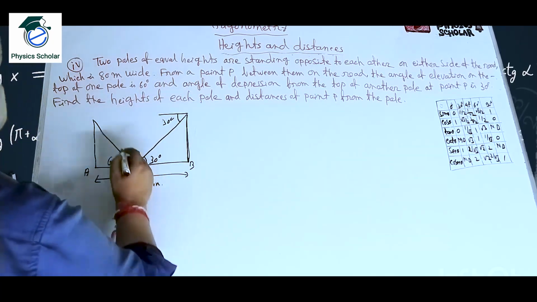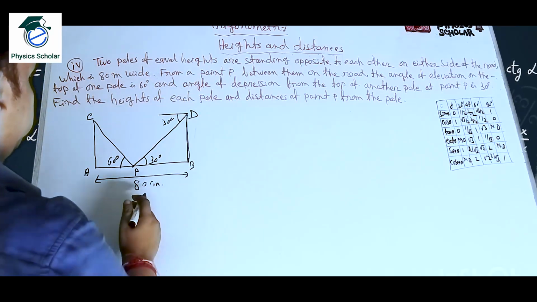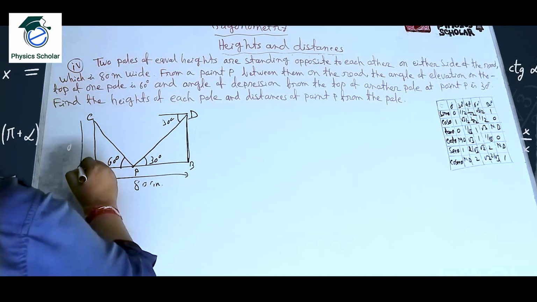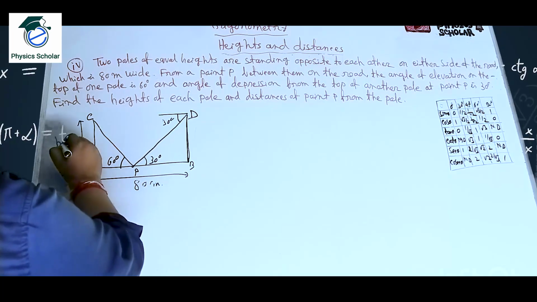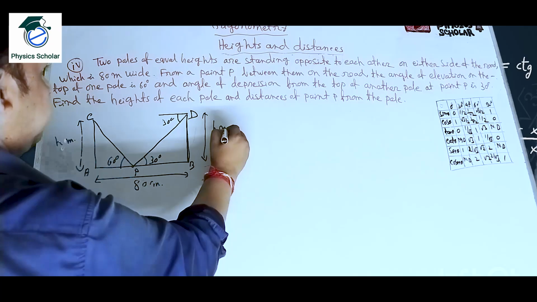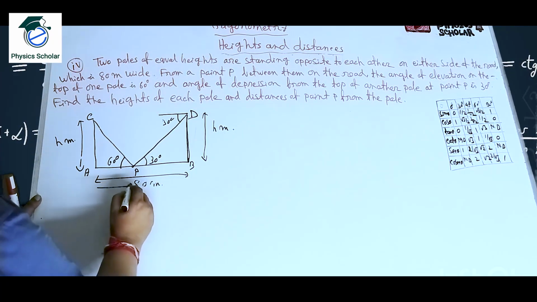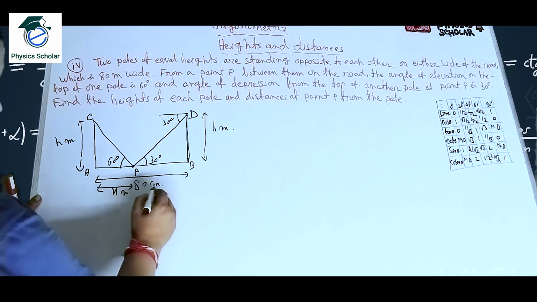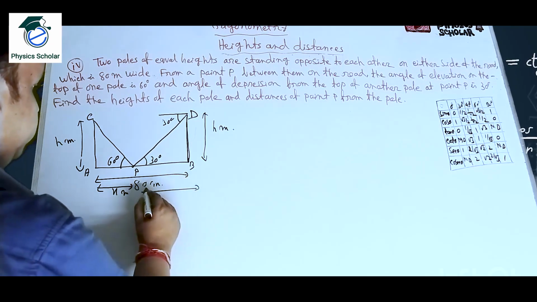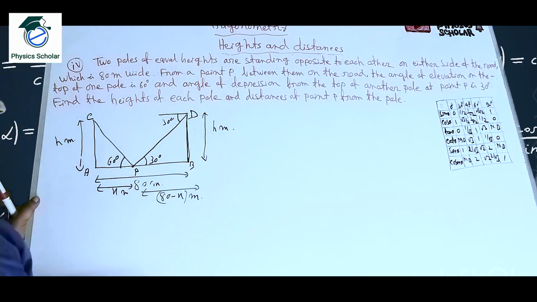Clear? So now it is C, suppose this is D. Suppose this height is h meters, so this height will also be h meters. Suppose the distance of the pole from P is x meters, and this distance PB will be 80 minus x meters. Clear? So it is very easy.